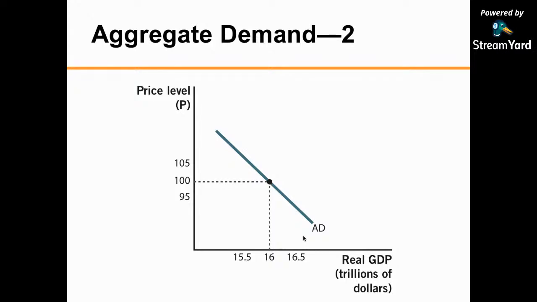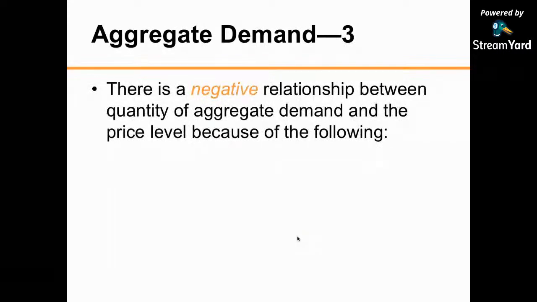And we'll click through, I guess it won't show, but basically if the price level rose from 100 to 105, our real GDP would fall from 16 down to 15.5. Now, if the price level were to fall to 95, our real GDP or our aggregate demand would increase to 16.5. So this should look very familiar. I'm so glad that Eric made that connection, but the supply side will be the exact same way.